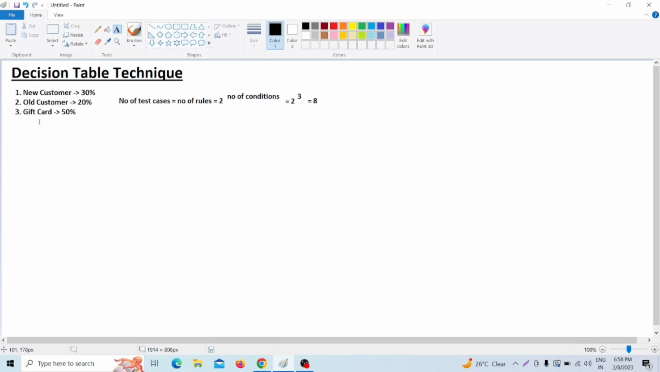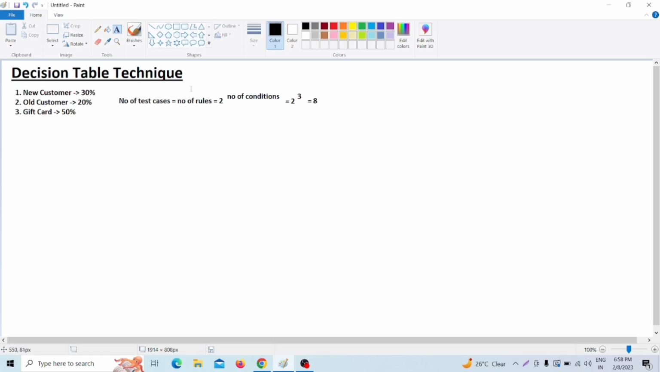So how many conditions are there? Three conditions we have written. There could be lots of conditions, 4, 5, 6. That totally depends on your business policy. Just for example, I have written only 3.